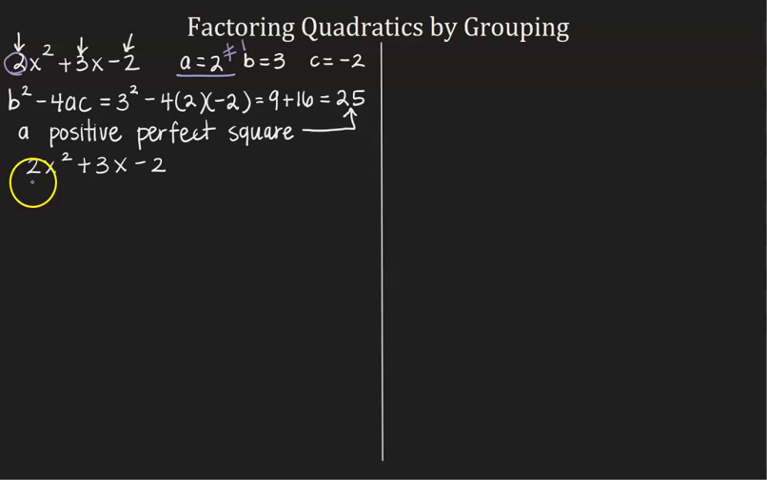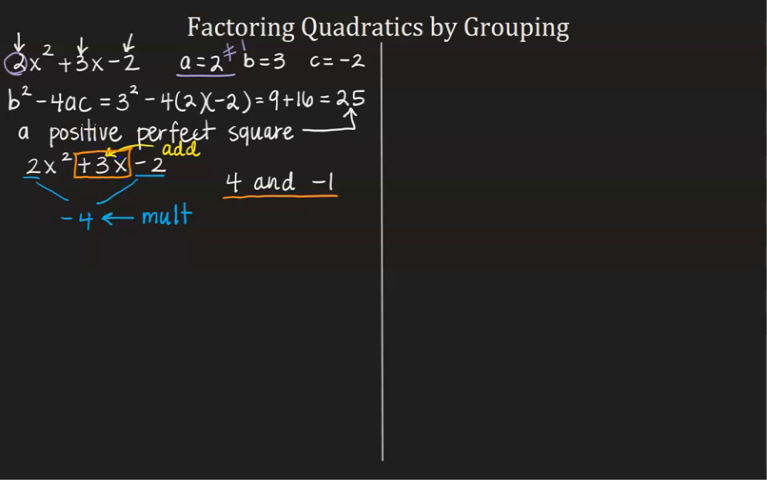To factor this by grouping, I'm going to take a and c and multiply them to give me negative 4. So I need two numbers that will multiply to negative 4, but will add to 3. And two numbers that do that are a positive 4 and a negative 1. Positive 4 and negative 1 will multiply to negative 4 and they'll add up to positive 3. So I'm going to use those two numbers to rewrite this 3x term.